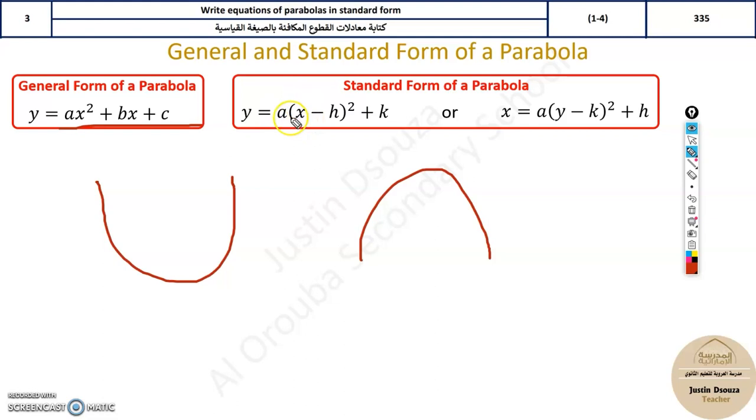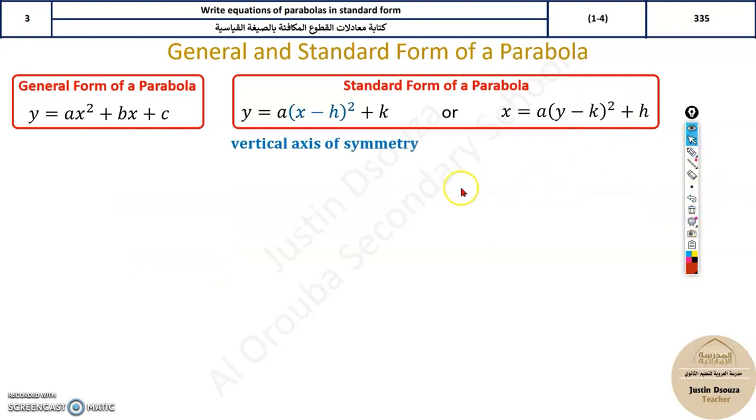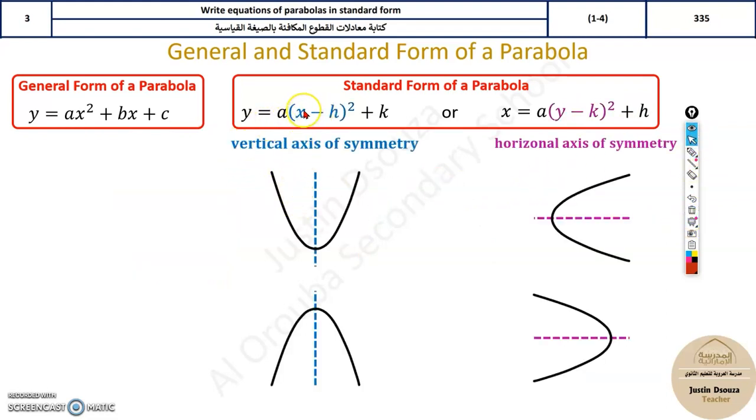Y equals a multiplied by x minus h the whole square plus k. Or it can be in terms of x equals a into y minus k the whole square plus h. Now the thing about this is, you can see this is the vertical axis which is in consideration. The y is the vertical axis we are dealing with, and x means the horizontal axis, so you can see this is the graph.